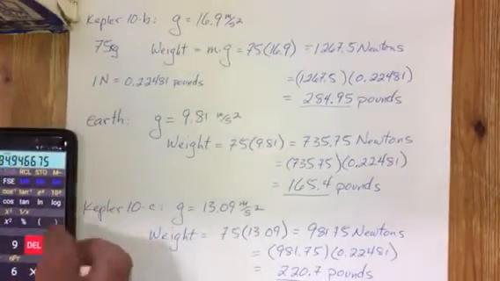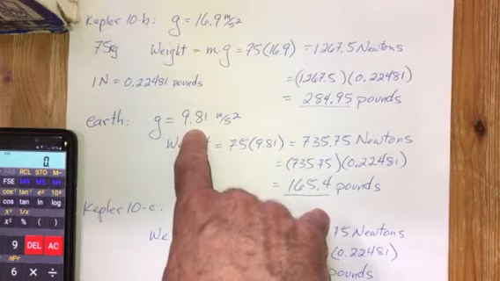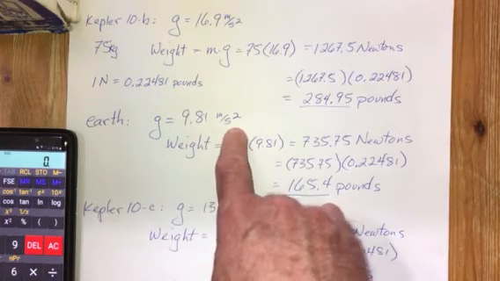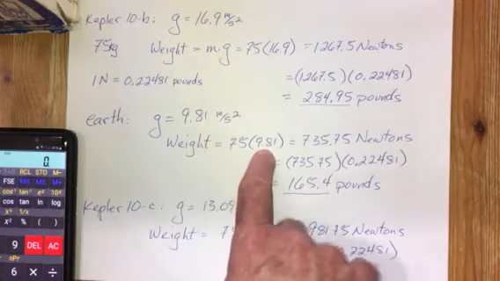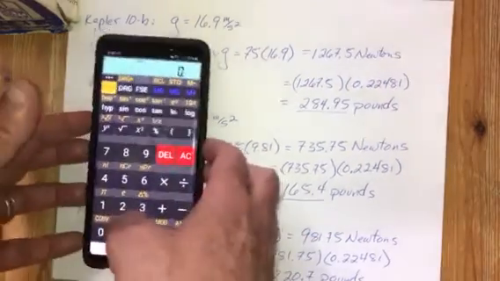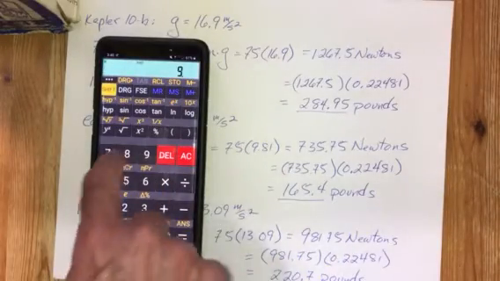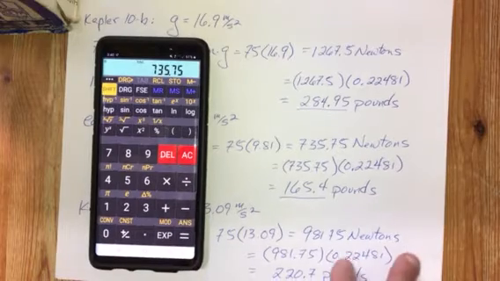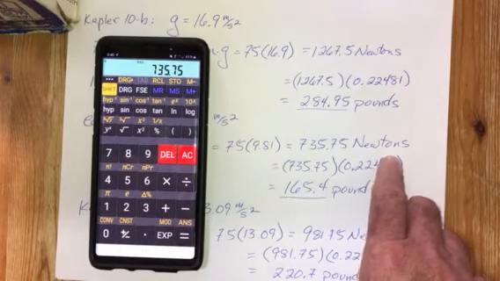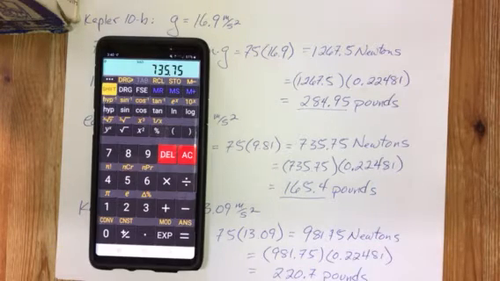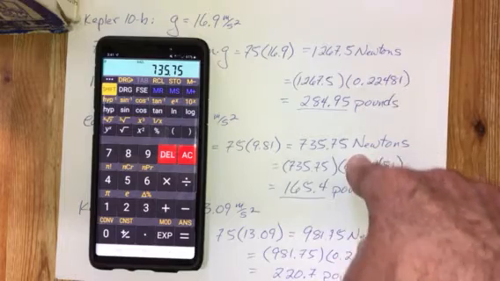Now let's compare that to what you weigh here on Earth. Here on Earth, the acceleration due to gravity is 9.81 meters per second squared. And again, to calculate weight, we multiply mass times acceleration due to gravity. So we would do 75 times 9.81, and we get 735.75 newtons.